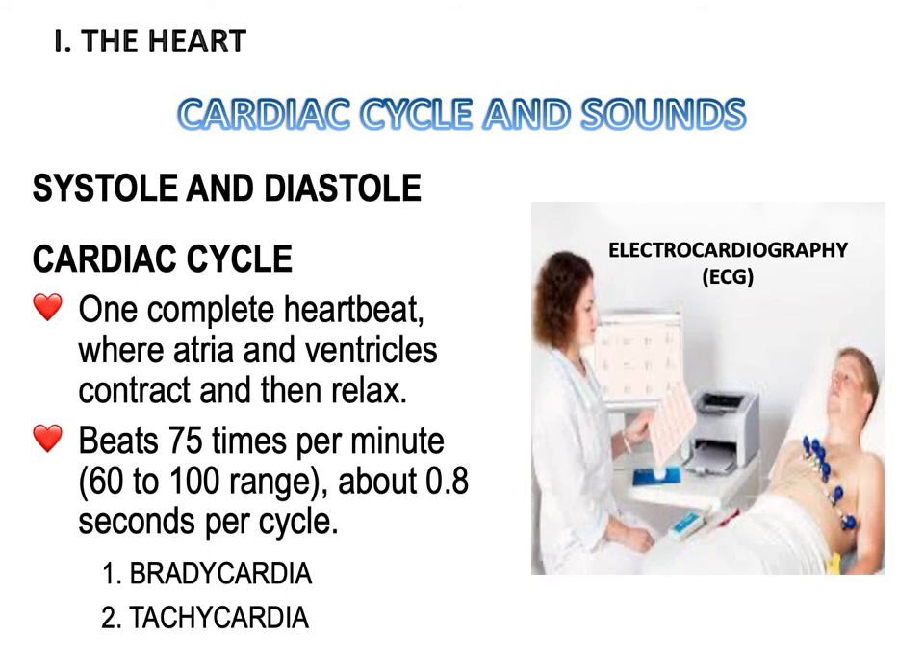What are the cardiac cycle and the sound? So as mentioned a while ago, systole is the contraction, diastole is the relaxation. One complete heartbeat is where atria and ventricles both contract, then relax. It is set at 75 beats per minute, usually nasa pagitan ng 60 to 100 acceptable or normal range, about 0.8 seconds per cycle. Bradycardia is slow heartbeat, less than 60, and tachycardia is a fast heartbeat, more than 100.